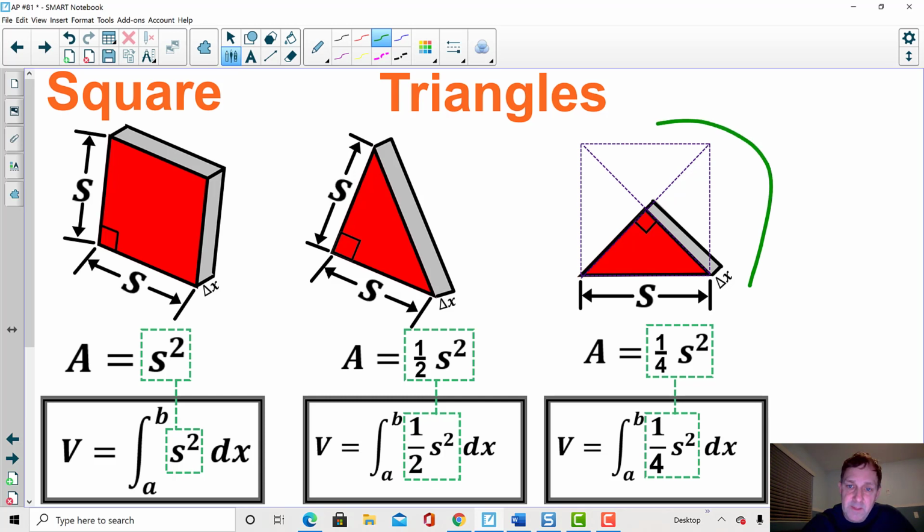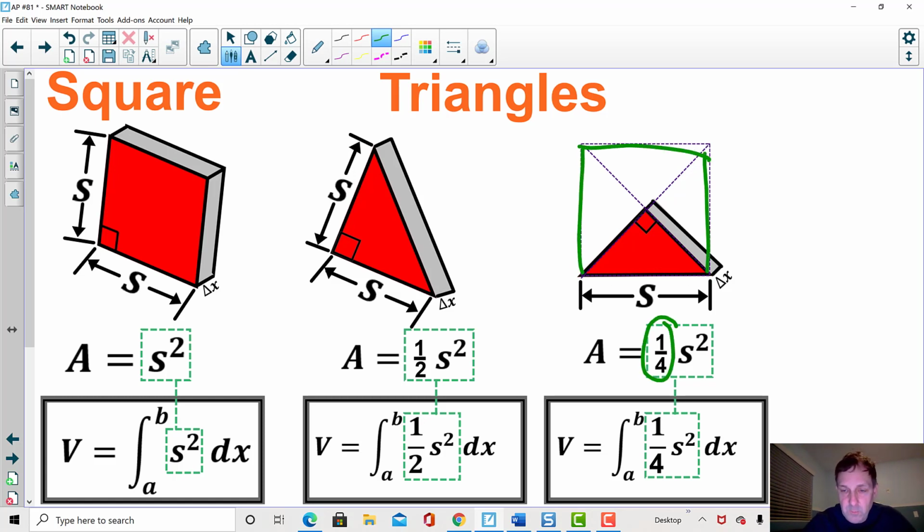And we didn't have anything like this yet, but what if the hypotenuse was the part of the triangle that touched the base? So that would be your s, the green part. In that situation, it's really 1/4 of a square. So your area would just be 1/4 s squared.